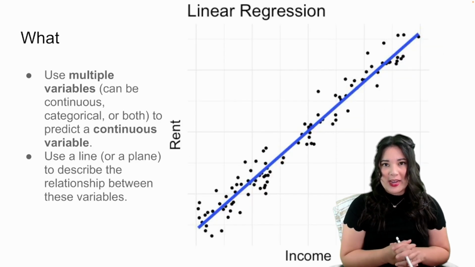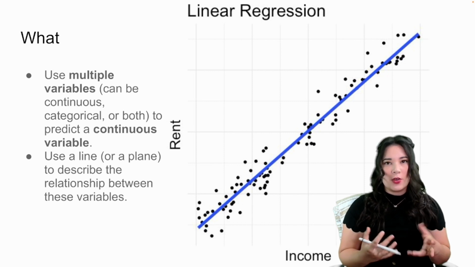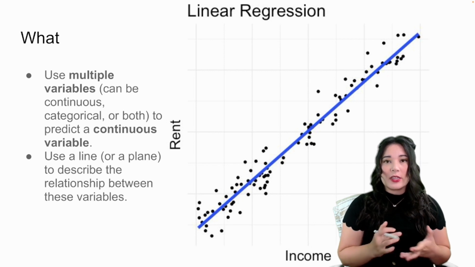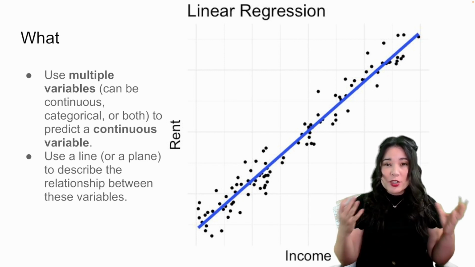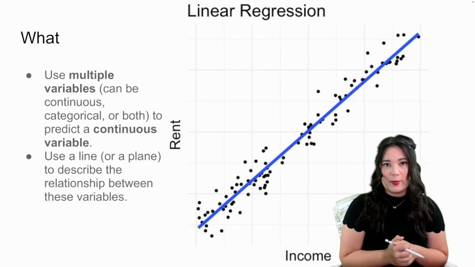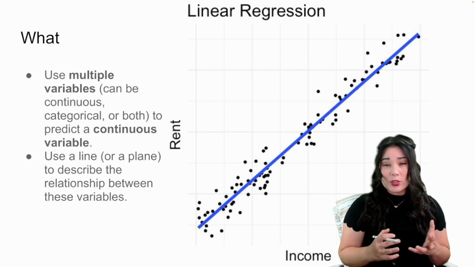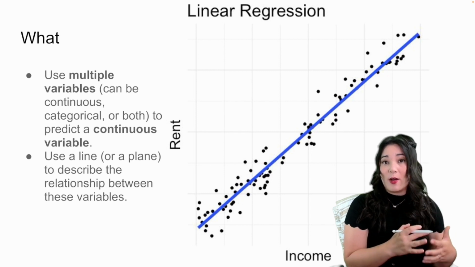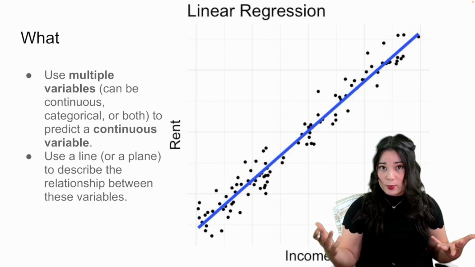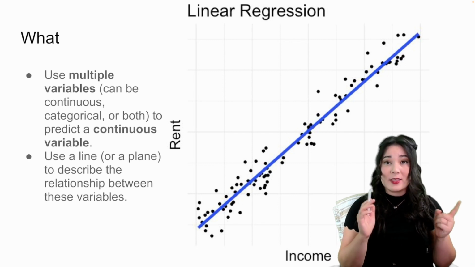Now, because you've had a stats prerequisite, I'm assuming you know a little bit about what linear regression is. But as a review, linear regression is when we take a bunch of different inputs, and these can be continuous or categorical variables, and we use them in order to predict a continuous output. The way we do this is with a straight line, or if there's multiple predictors, technically a flat plane.